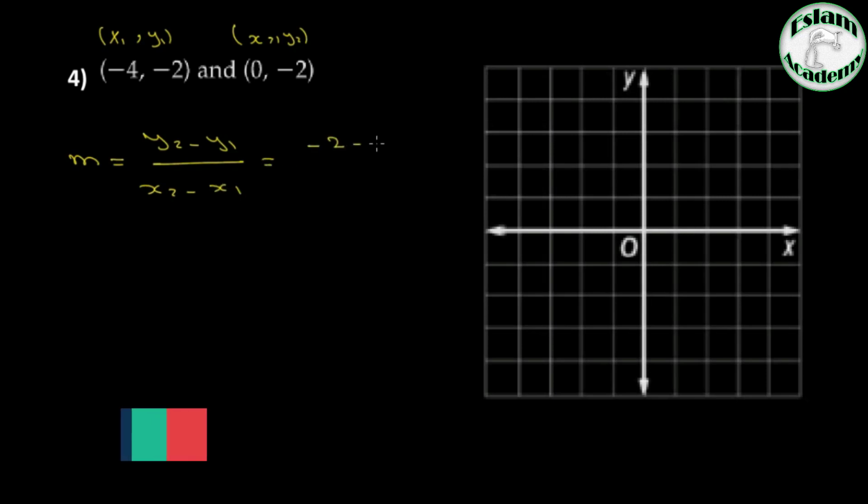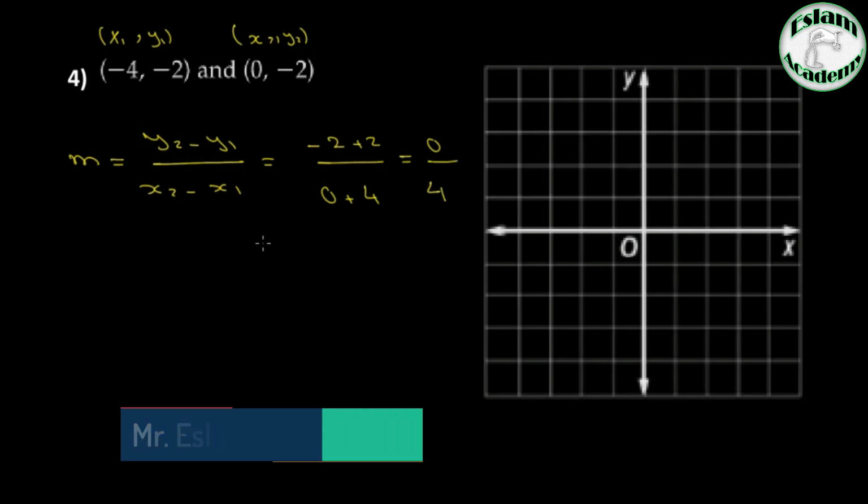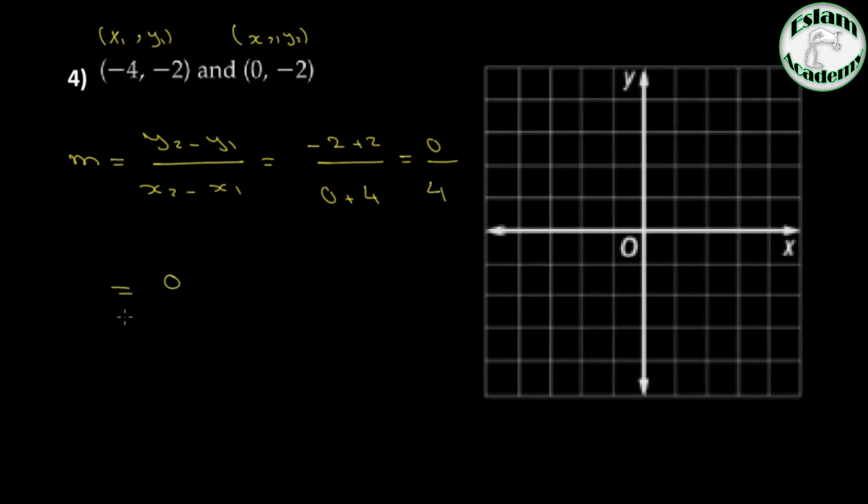We have x1, y1, x2, and y2, for the points (-4, -2) and (0, -2). We know that the slope is equal to y2 minus y1 over x2 minus x1. So the answer now would be -2 minus -2, which is +2, over 0 minus -4, which is +4. So the answer is 0 over 4, which is equal to 0.